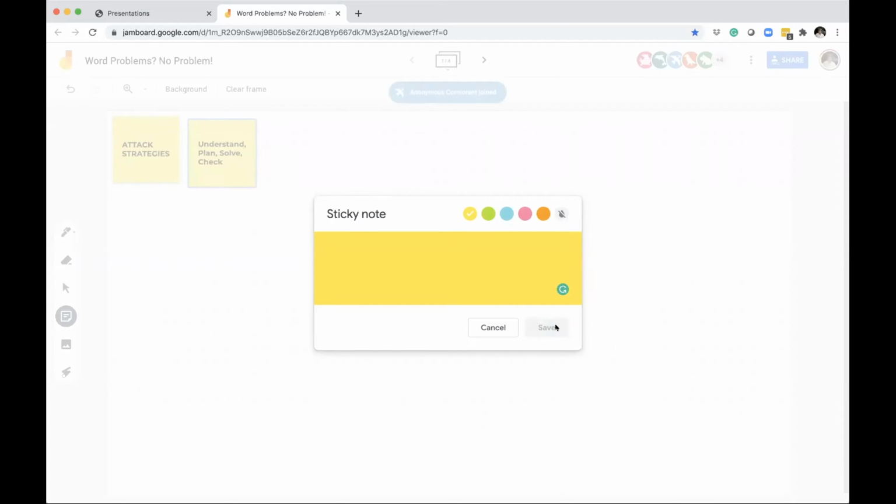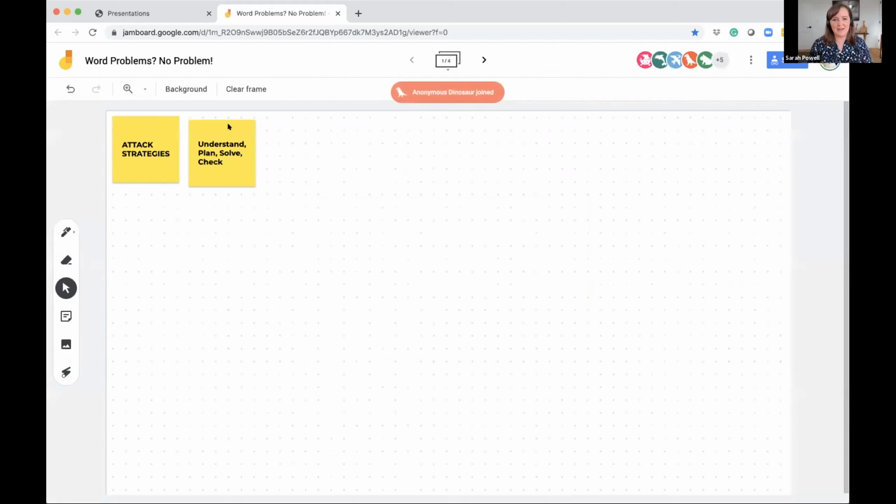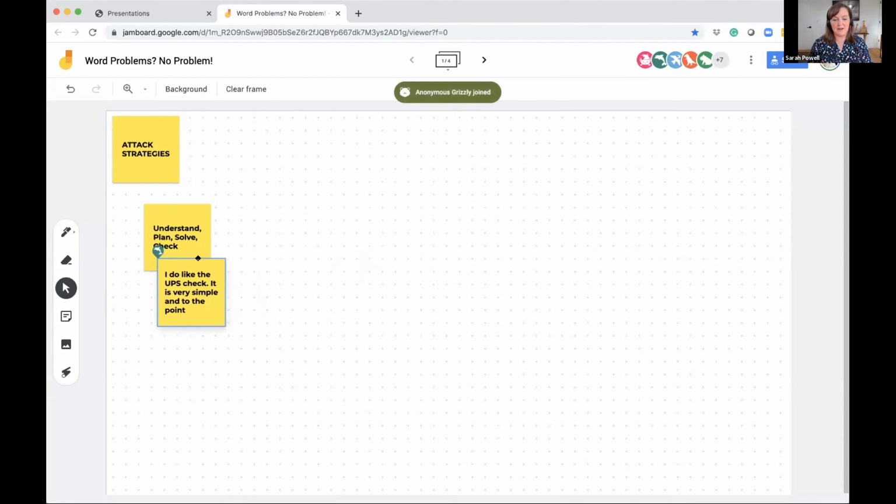Okay. So I can add my attack strategy there. Then by the end of this week, we'll have a really great collection of attack strategies. So go ahead and put yours on there. All right. So someone likes UPS Check. So then I can move that around and put that in the UPS Check collection. But if you have other attack strategies, you can either add them now, or I'm going to give you the next 48 hours to add an attack strategy. And we'll come back to these on Wednesday and sort them and look at them there.